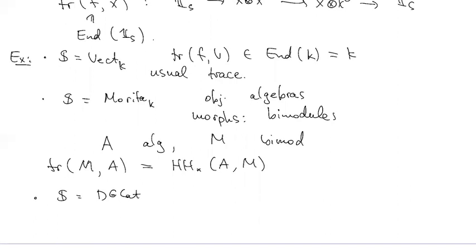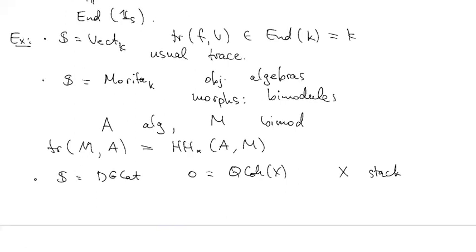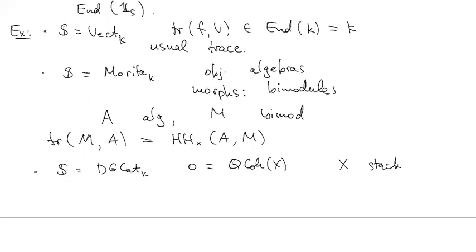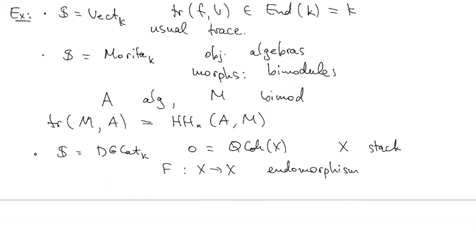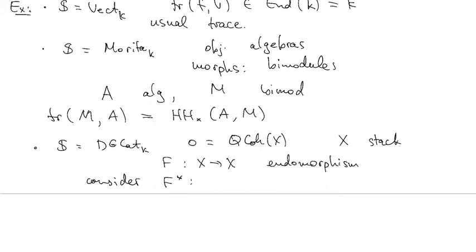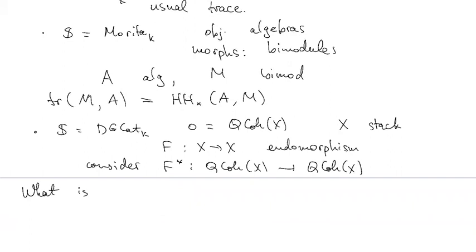And I take as my object, maybe I can call it O, quasi-coherent sheaves on X, where X is, let's say, a stack over some ground ring. In this case, F from X to X is some endomorphism, and so I consider F upper star from sheaves on X to sheaves on X. So you can ask what is the trace of F upper star acting on quasi-coherent sheaves on X. This is closer to the question about the trace of Frobenius on these moduli spaces.